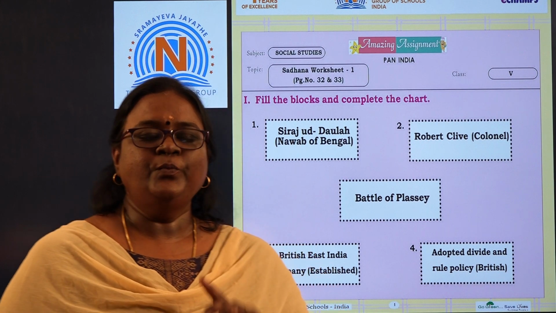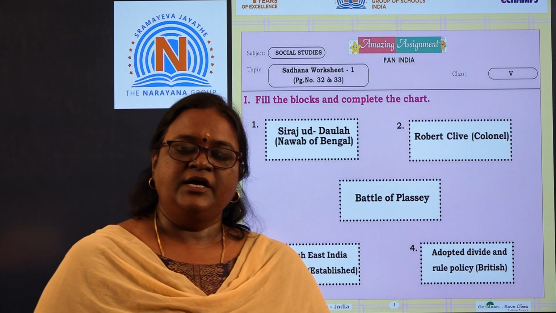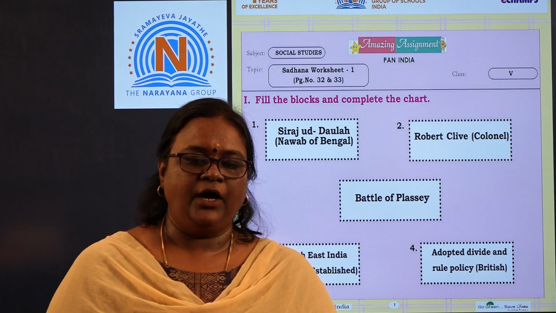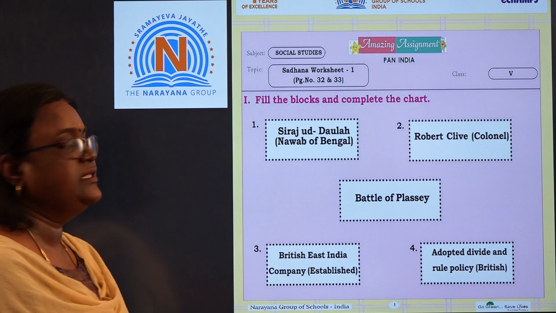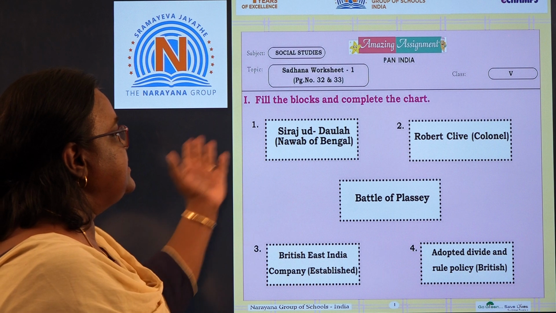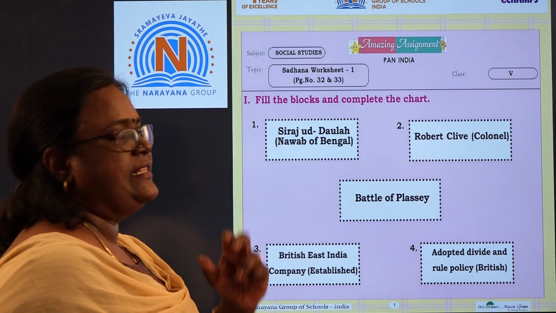Hi kids. So today we are coming into the amazing assignments for the same lesson, the first war of independence. In this we are going to see the Sadhana workbook, page numbers 32 and 33. So this is a chart. They have told us to fill the blocks and complete the chart.